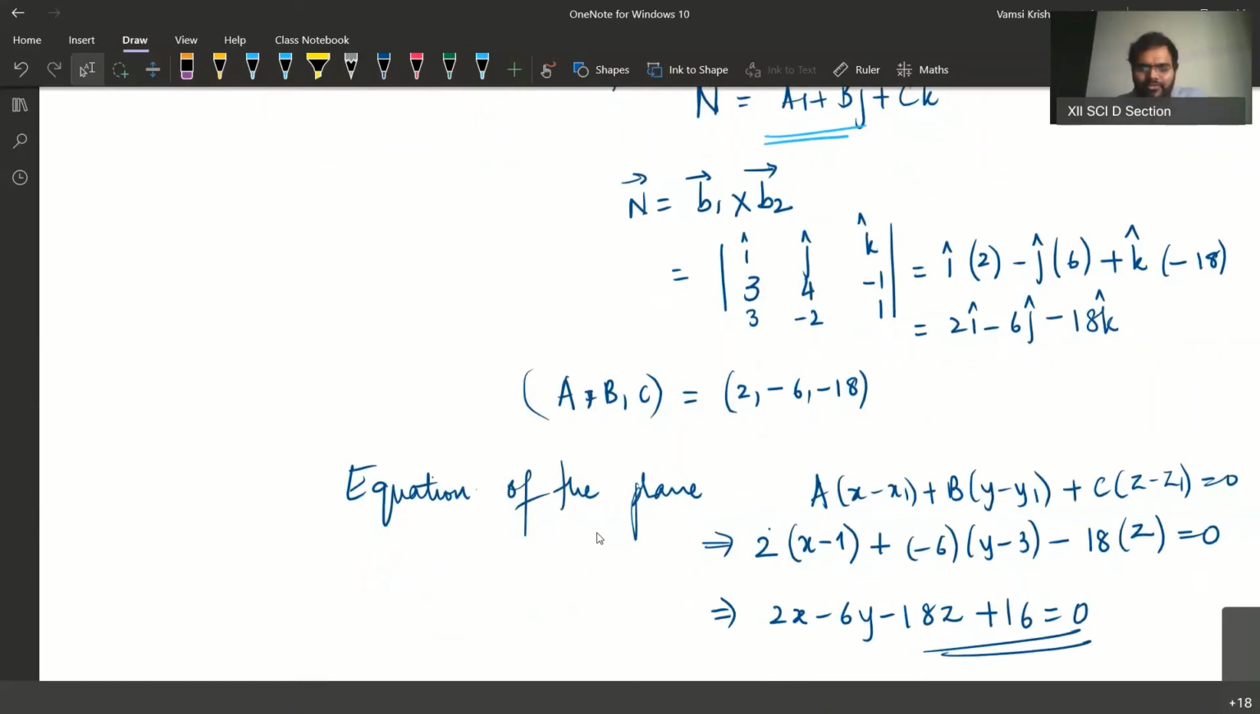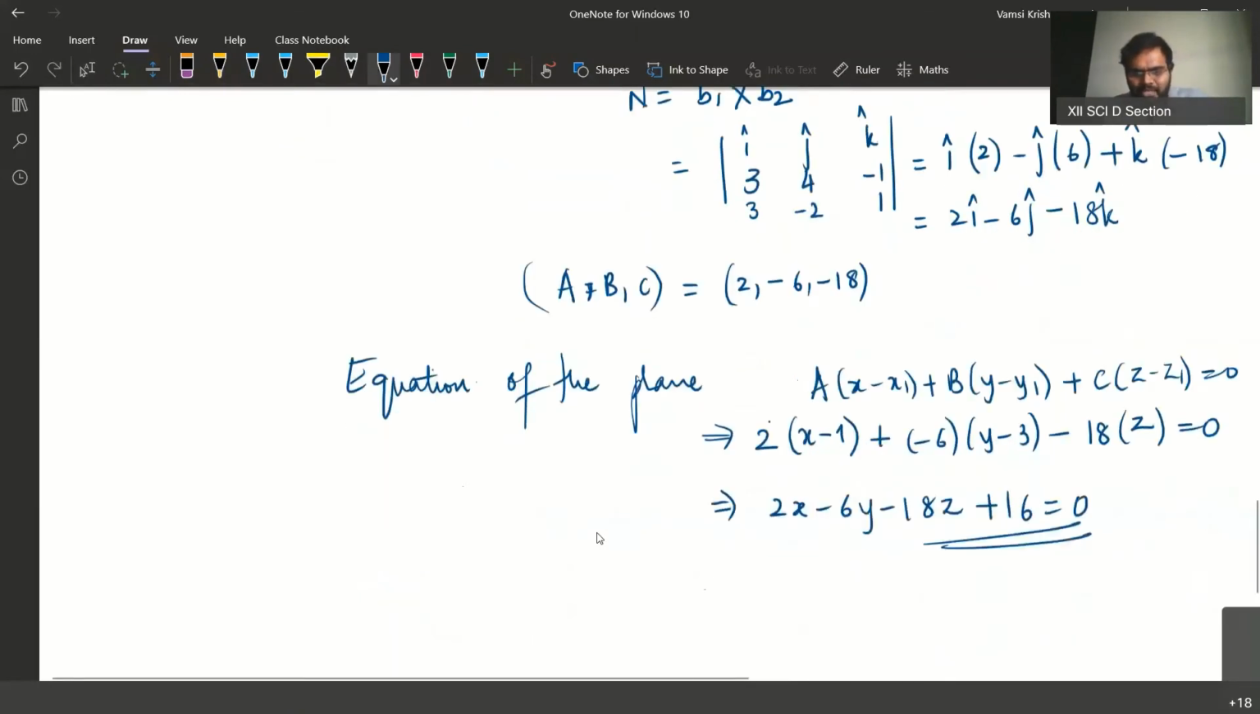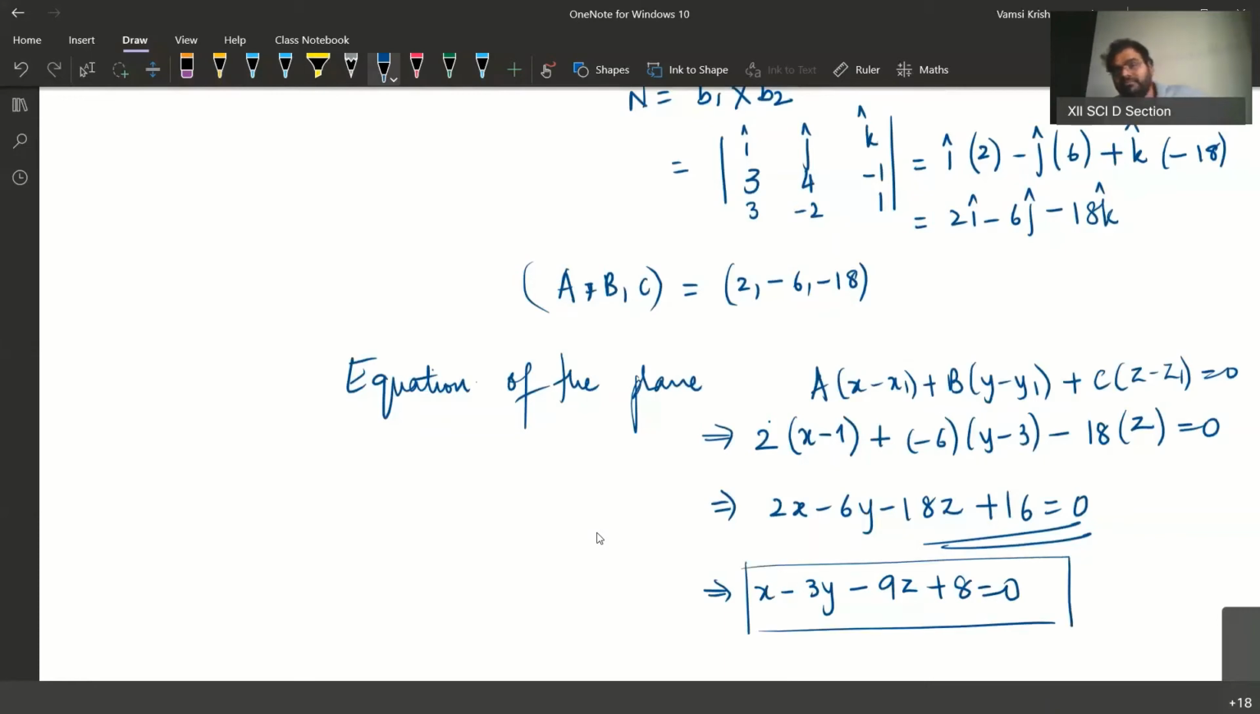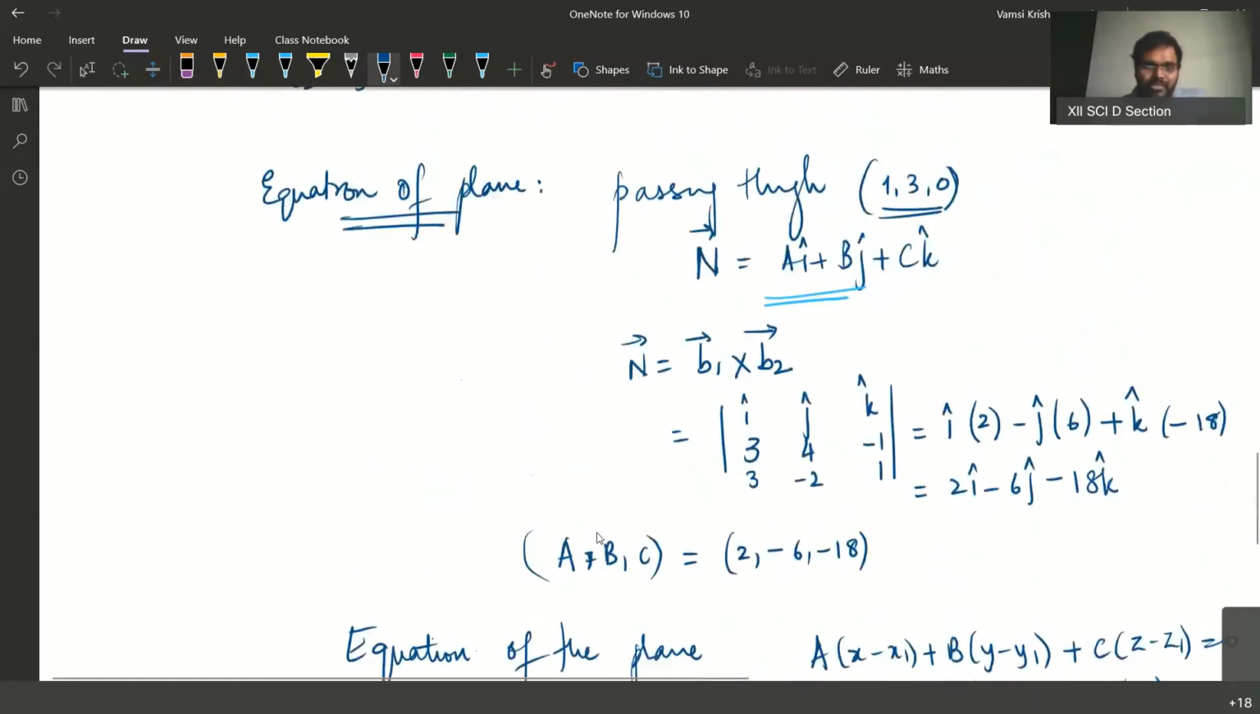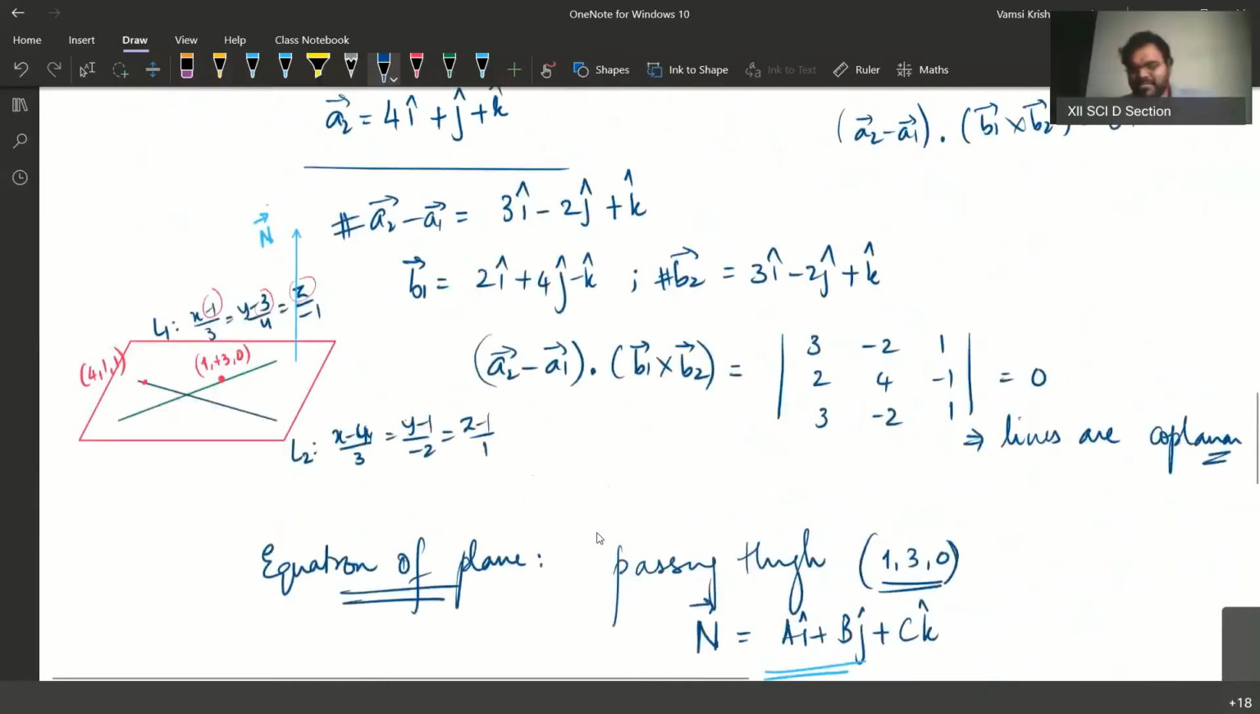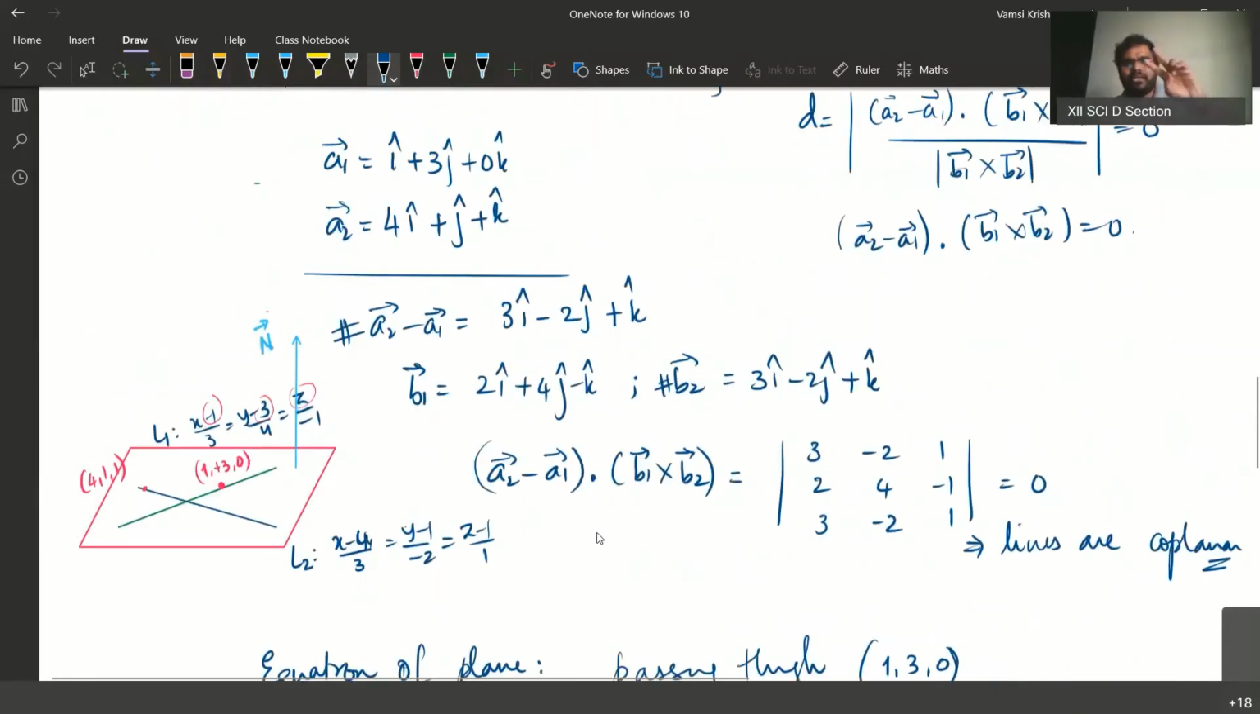And you can take out a factor of 2. So that gives you x plus x minus 3y minus 9z plus 8 is 0. This is the equation of the plane, students. So what all did we do here is, first things first, we have proved that two lines are coplanar using the skew line square distance formula.